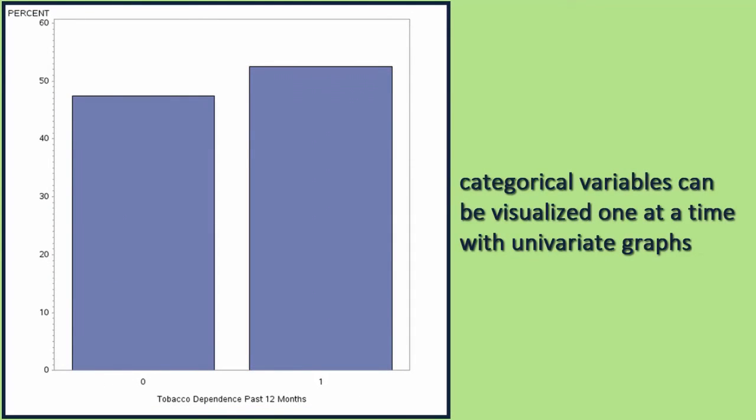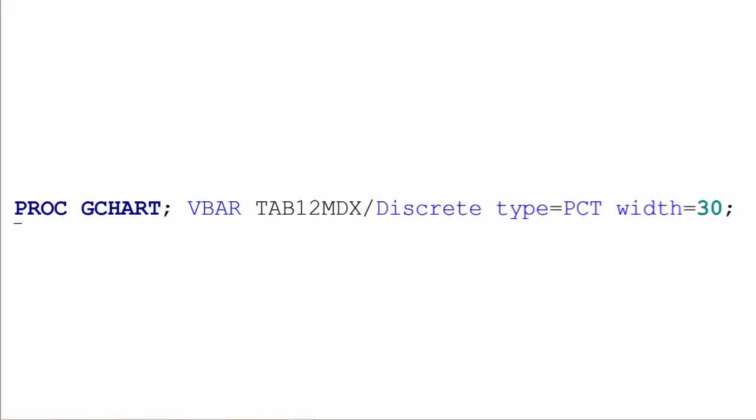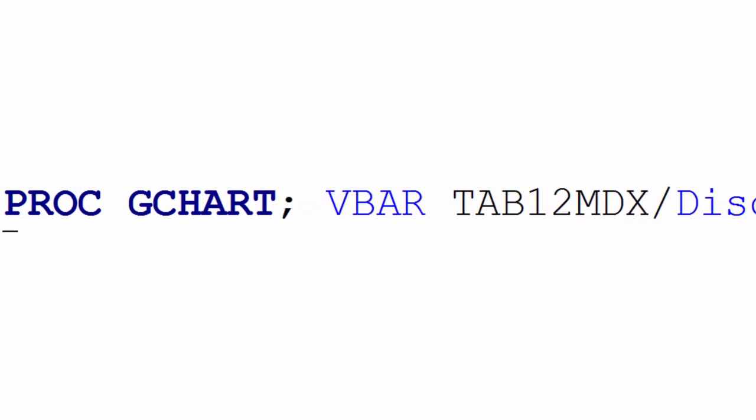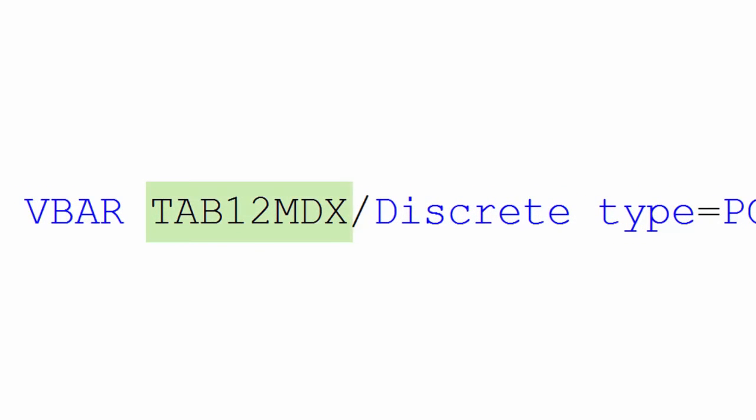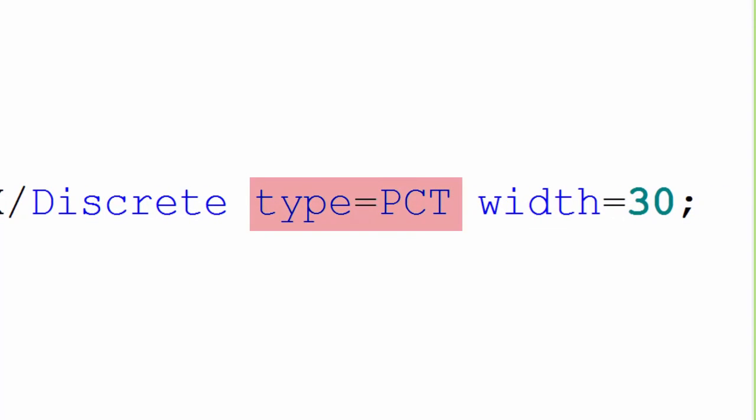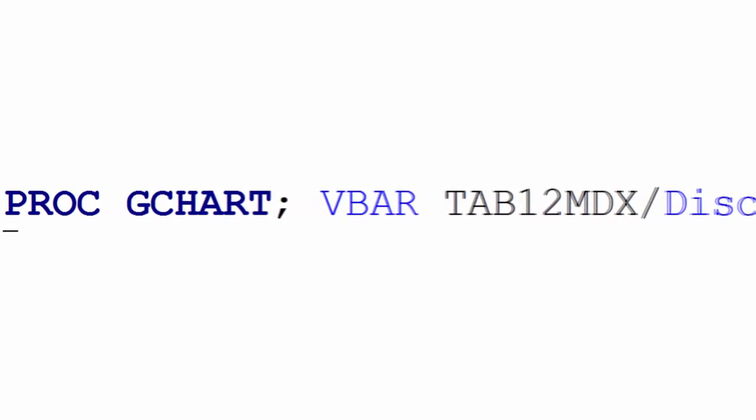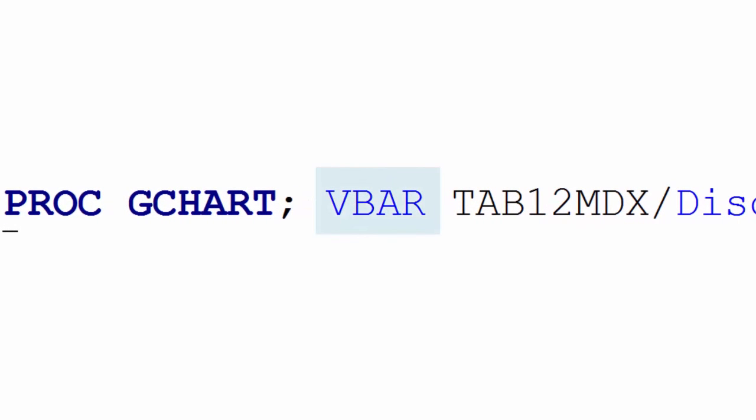Categorical variables can be visualized one at a time with univariate graphs, that is, with single variable bar charts. Here's the basic code for a univariate graph of a categorical variable. Proc gchart semicolon vbar categorical variable / discrete type equals PCT width equals 30 semicolon. vbar tells SAS to generate a vertical bar chart, a chart with the bars displayed vertically.